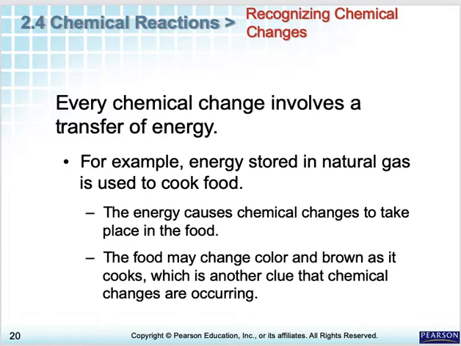Energy causes chemical change to take place in the food, like an egg when I cook it. And so the food may change color. It will brown possibly. The egg white will go from colorless to a solid white. And there will be changes in the chemical makeup of that material.